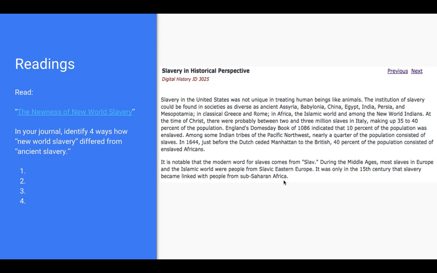And also note that the preferred term is enslaved person. So instead of calling the person a slave, you call that person an enslaved person. So it's a person in the state of slavery. It's important to note that they are still a person. They're not this thing called a slave.